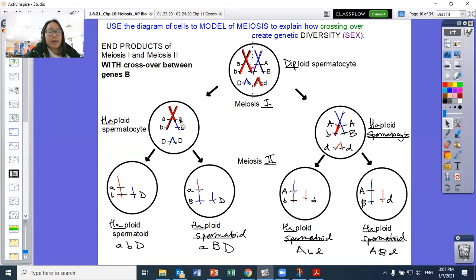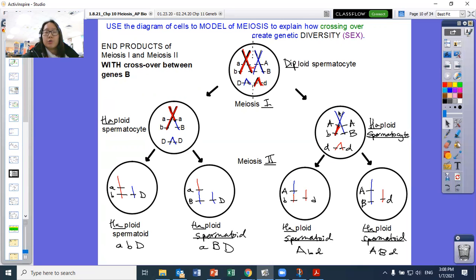Instead of having lowercase a and lowercase b, it is now lowercase a and capital B. But since we're not doing a crossing over event of gene A or gene D, those two remain untouched. So you'll have a combination at the end. On this side, you'll get lowercase b and a capital D. Over here, you'll get a lowercase a, capital B, and a lowercase d. And that is the result. This capital B is a result of the crossing over.